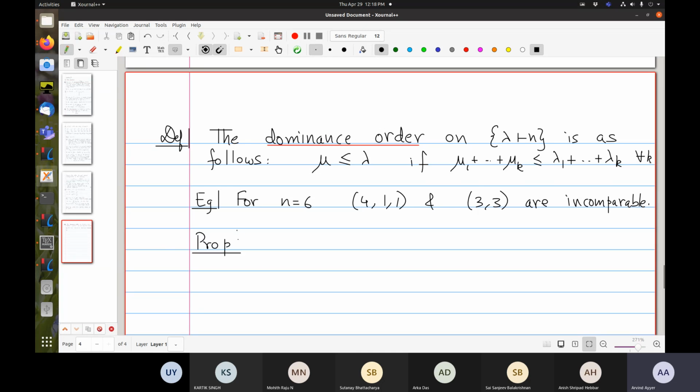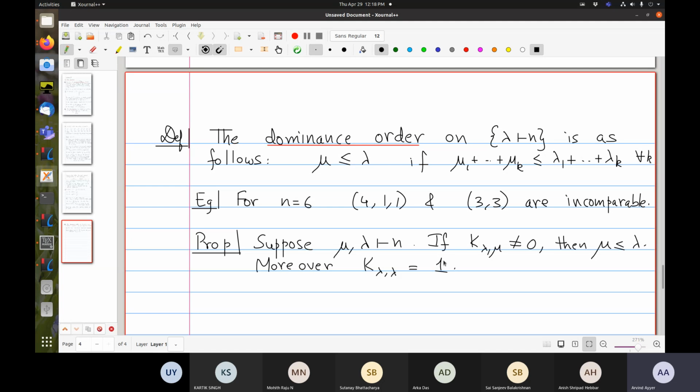Suppose mu and lambda are partitions of n. If K lambda mu is non-zero, then mu is less than or equal to lambda. Moreover, K lambda lambda is 1. So I'll not prove this, as I said.